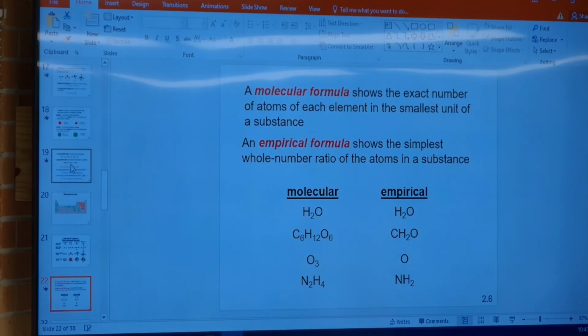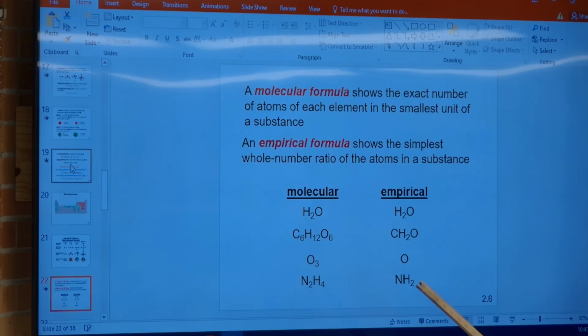So the previous slide tells us what a molecular formula is. It tells you how many atoms from each element are chemically bonded, right? So the molecular formula tells the exact number of atoms from each element bonded with each other. But in chemistry, sometimes we use the empirical formula, which only shows the simplest whole number ratio of atoms from each element. Sometimes these two formulas are exactly the same, but most of the time they're different.